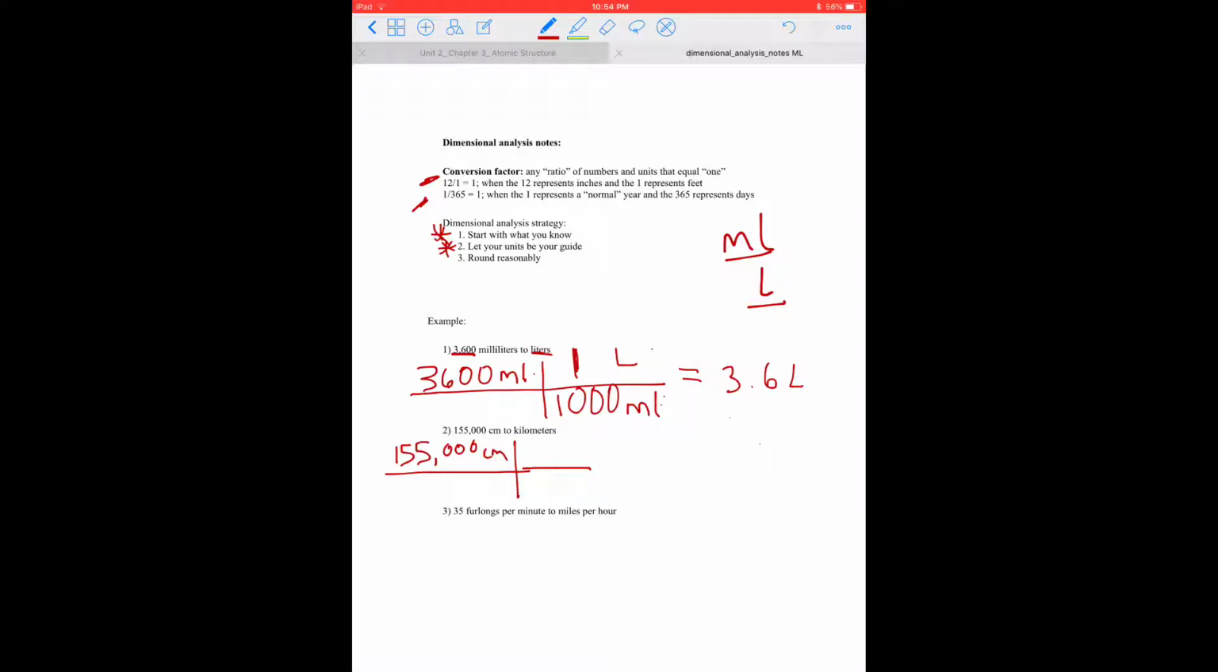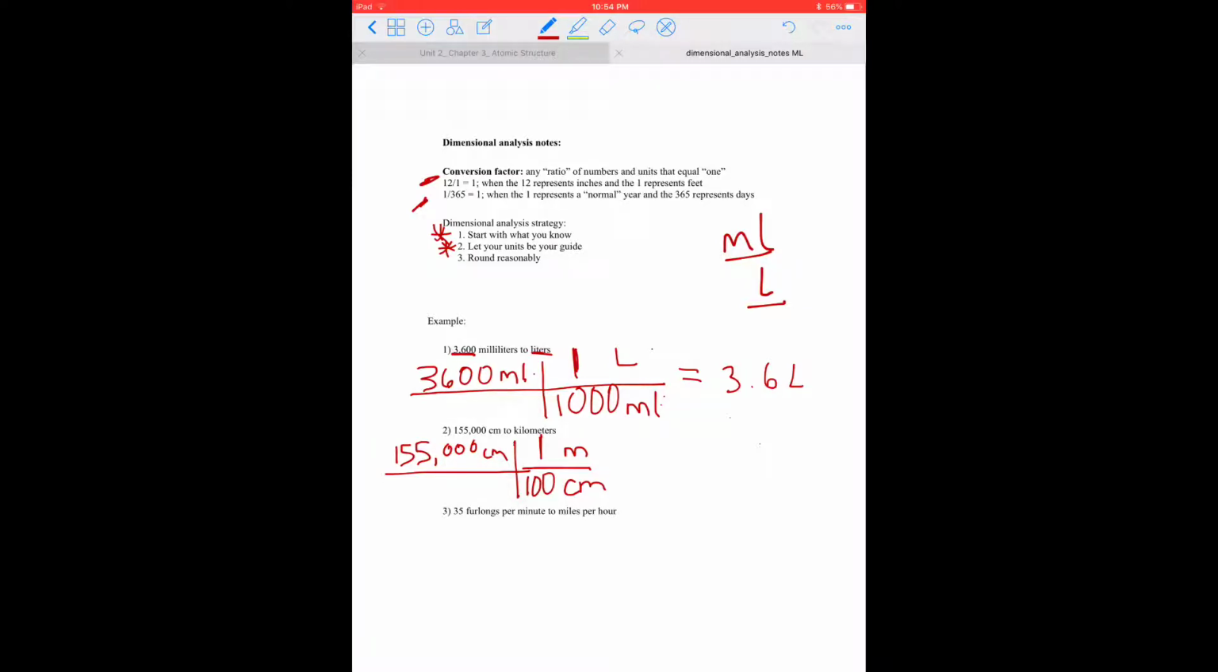And the first thing we want to do is we want to write that unit down on the bottom so that we know that centimeters will cancel. We know we're going to convert to meters. Okay, that's the letting your units be your guide. And then we ask ourselves, which is bigger, meters or centimeters? And we know that meters are bigger, so meters get the 1. And then we know that there are 100 centimeters in 1 meter.